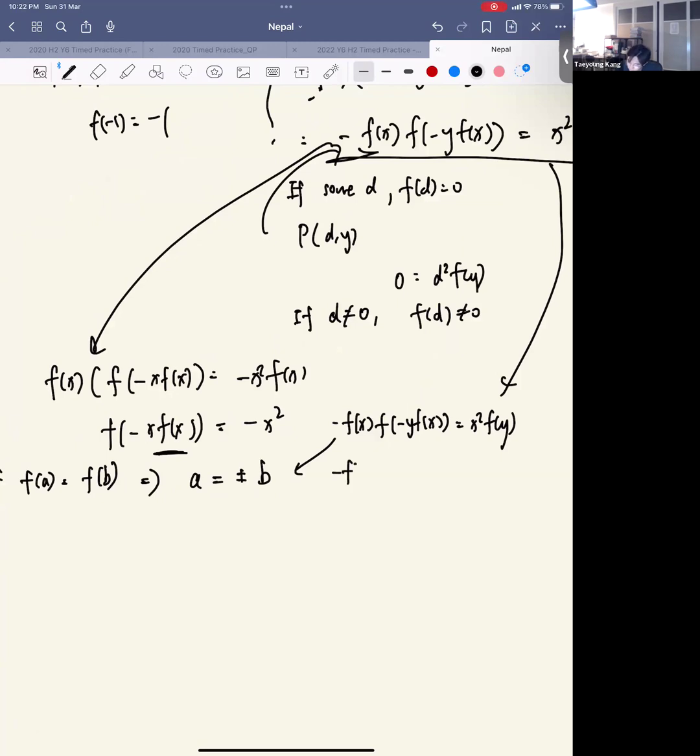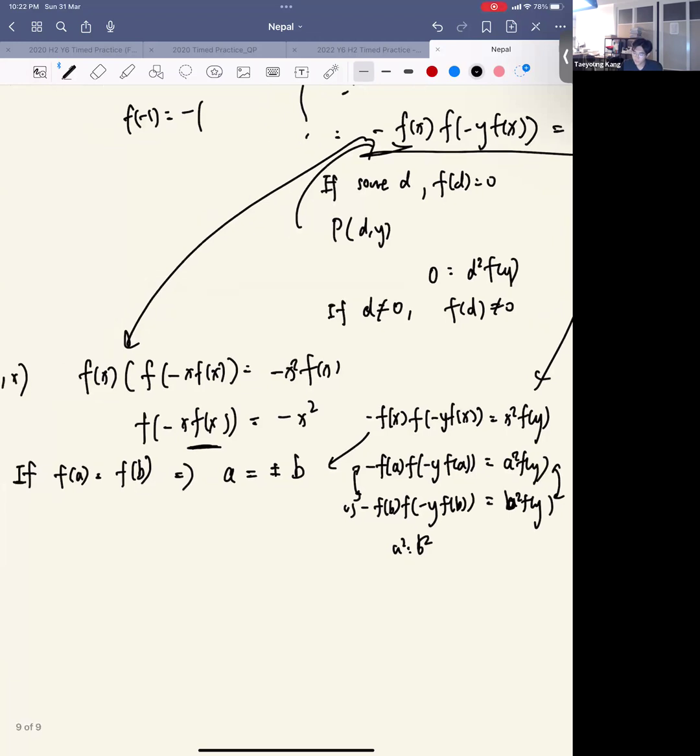Compare f(-f(a)f(-y)f(a)) equals a squared f(y) versus f(-f(b)f(-y)f(b)) equals b squared f(y). So clearly the left hand side is the same, so the right hand side must be the same. So a squared is equal to b squared. So you have this condition.